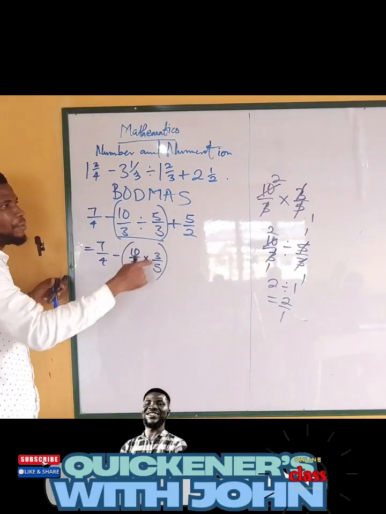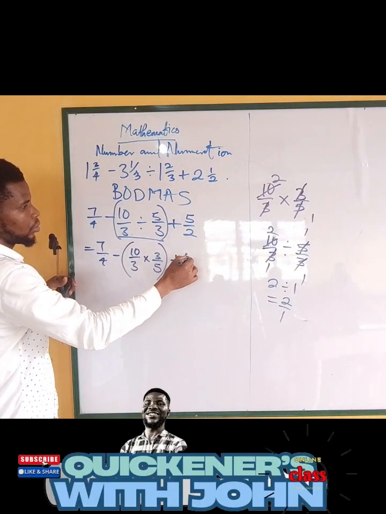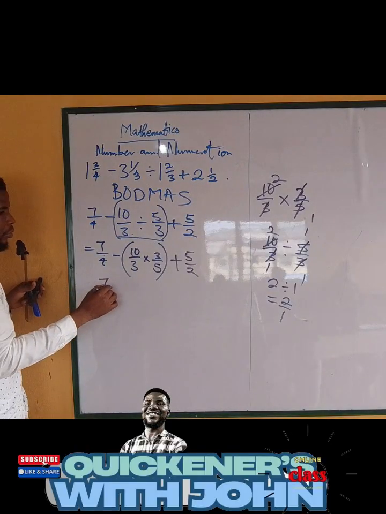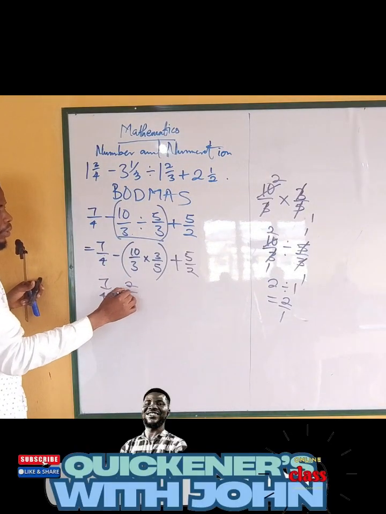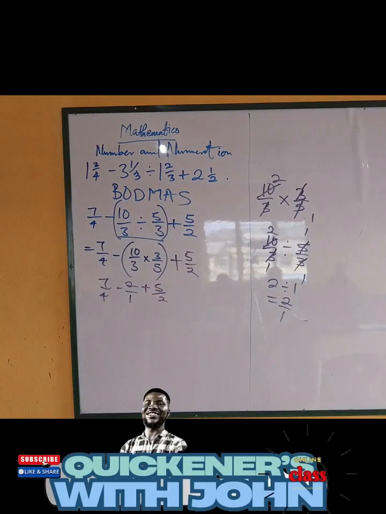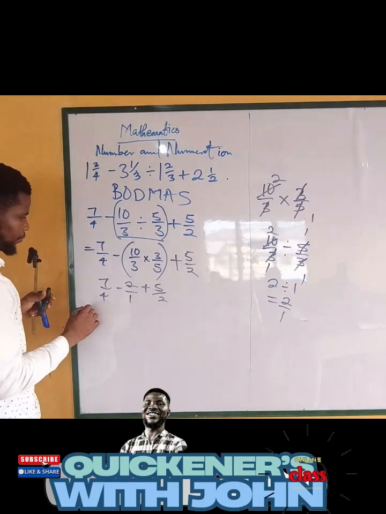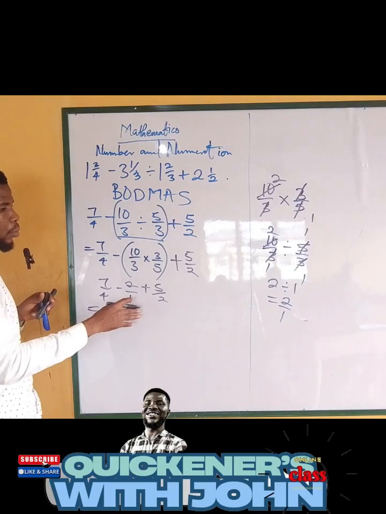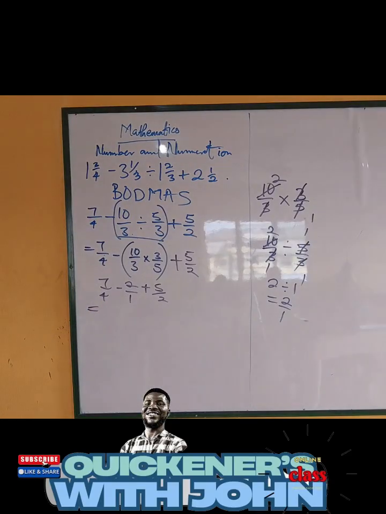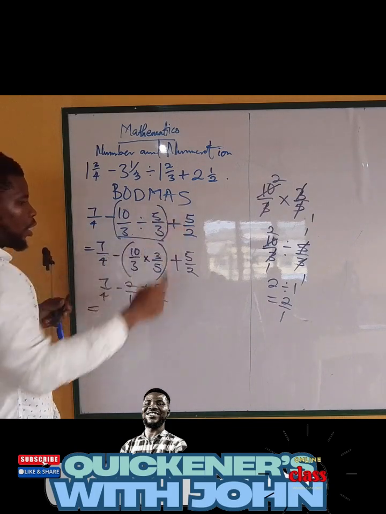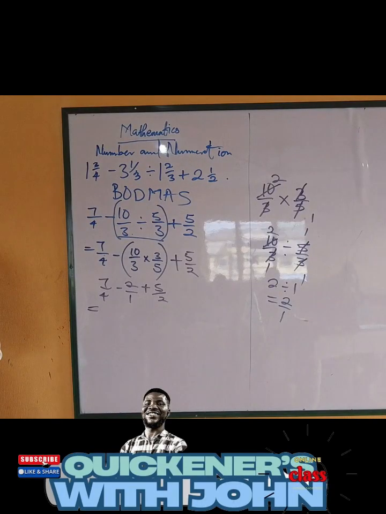So everything here will give us what? Everything here gives us what? 2 over 1. So 7 over 4 minus 2 over 1 plus 5 over 2. Can you see how easy it is? Is that okay? Okay, so what we have now? Now, when you have something like this, according to this law, you're supposed to operate what? Addition before subtraction, right?